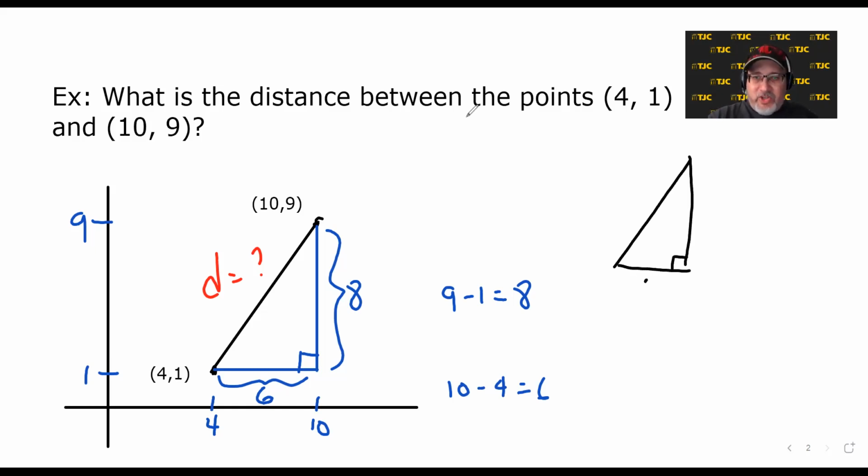The bottom side is 6 units long. The right leg is 8 units long. And we want to know how far the distance is along the hypotenuse. Does the Pythagorean theorem ring a bell?